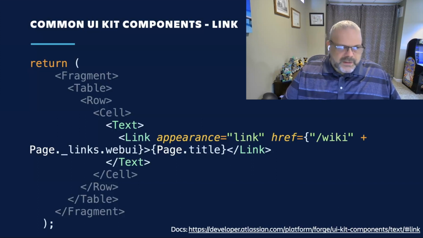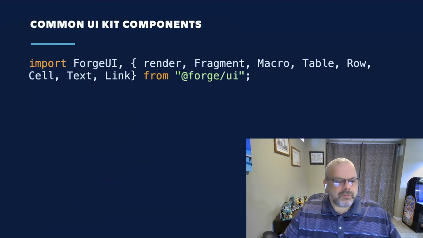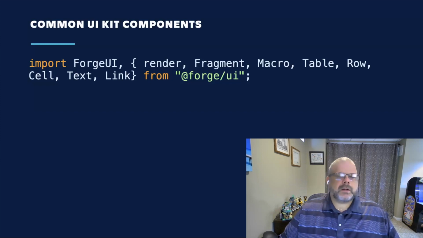Now, to use all of these components, we need to declare them. Back to our Forge UI import statement, we saw all these before. We saw render and fragment and text and macro. All of those were declared from our template. But now we'll need to declare table, row, cell, link. Any component we're going to use, we need to declare in an import statement.